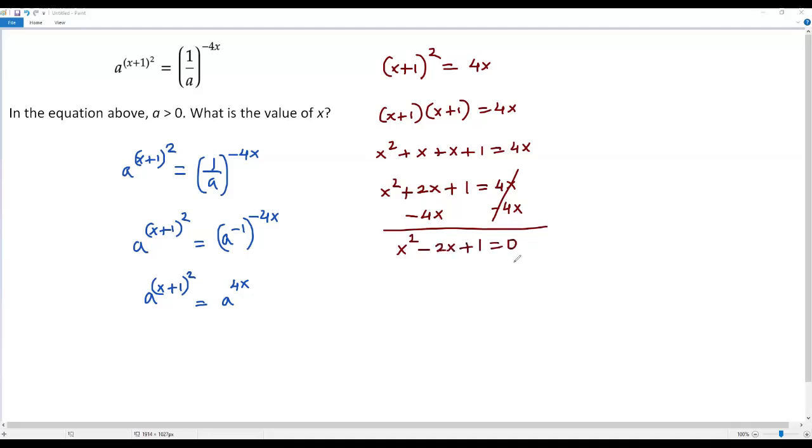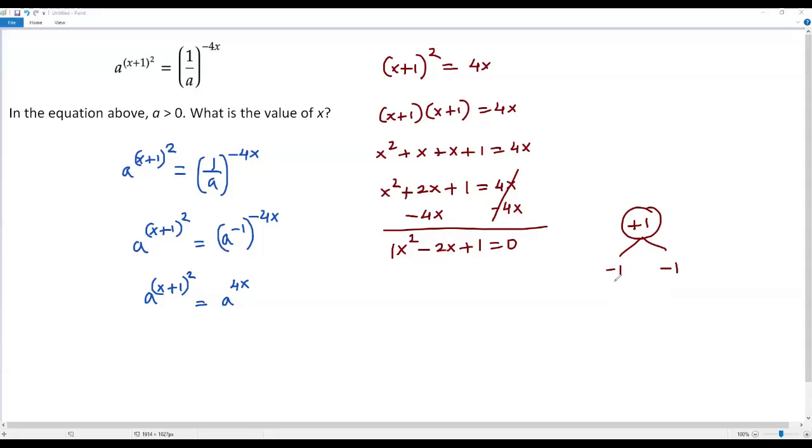Now let's try to solve this quadratic equation by factoring. For that, we have to multiply the constant term, positive 1, by the coefficient of x². The coefficient of x² is just 1, so the product is still positive 1. Now I have to find two factors whose product is positive 1 and whose sum is the coefficient of x, that is negative 2. I think negative 1 and negative 1 will work. Multiplying negative 1 and negative 1 gives positive 1, and adding them gives negative 2, the coefficient of x.